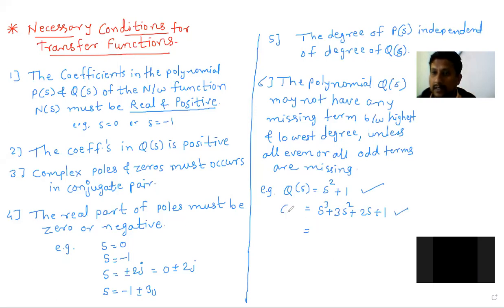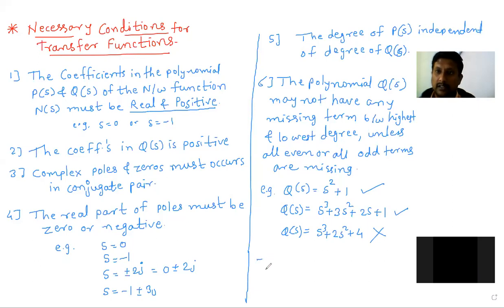Next, suppose you are taking S cube plus 2S square plus 4. Even terms are present, S raised to 2 and S raised to 0 are present, but odd terms are missing, so this is not acceptable. So with respect to Q of S, we are talking about the polynomial Q of S.